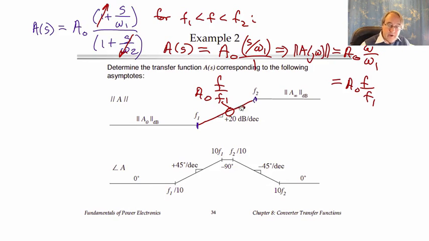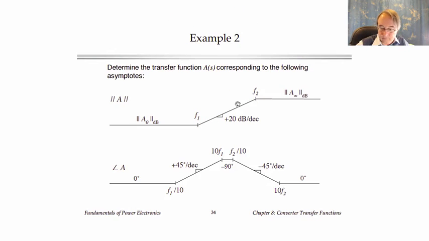Okay, it's very useful to be able to write the equations of asymptotes. When we design our feedback loops, we're going to need to do this to calculate things like the crossover frequency and other quantities that we need to know. Okay, I'm going to write our A of S again.